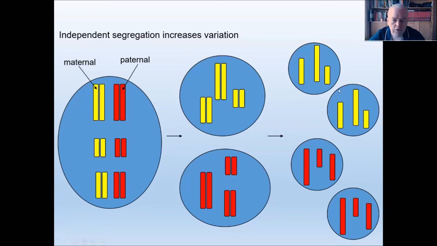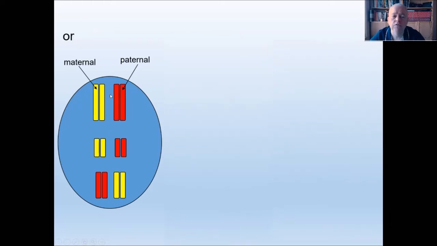These aren't showing crossing over, we're just looking at independent segregation, but that's one way how these particular cells down this side over here could have separated. But it didn't have to be like that. It could have been like this, for example.